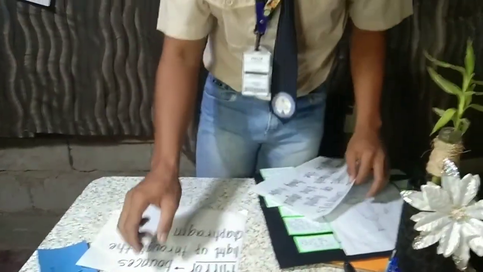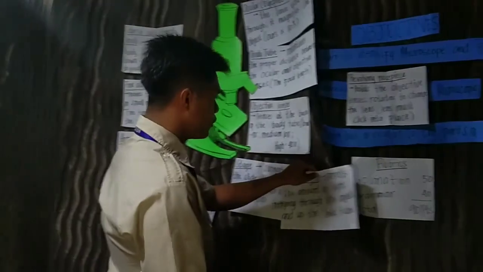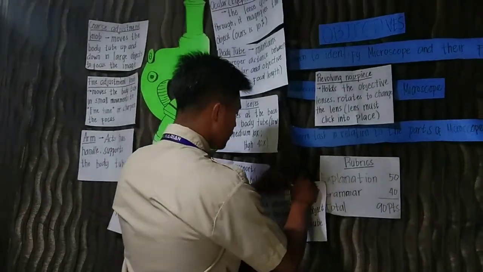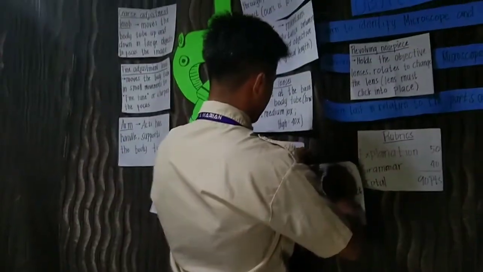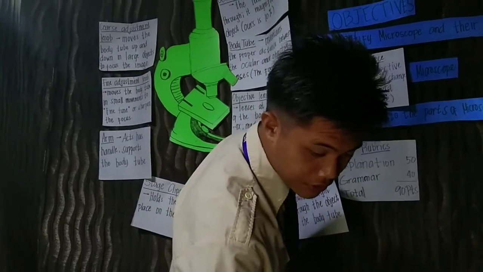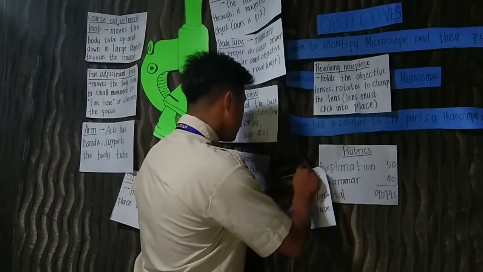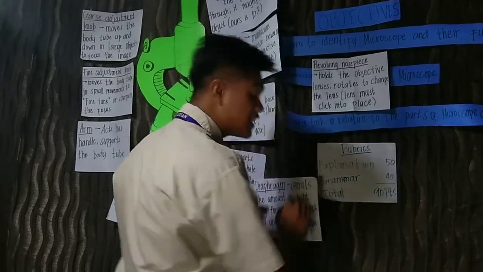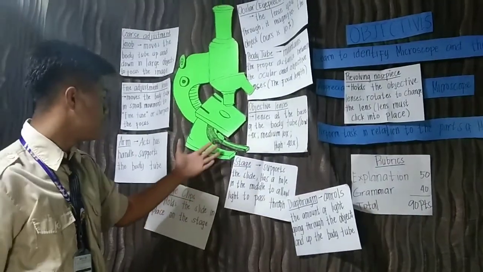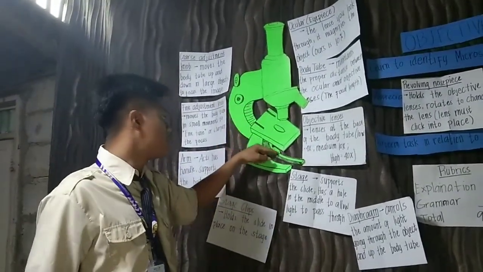Next, under the stage, there is a part which we call the diaphragm. Okay, diaphragm. So what is the use of the diaphragm under the stage? It controls the light that will come through this hole from the mirror.